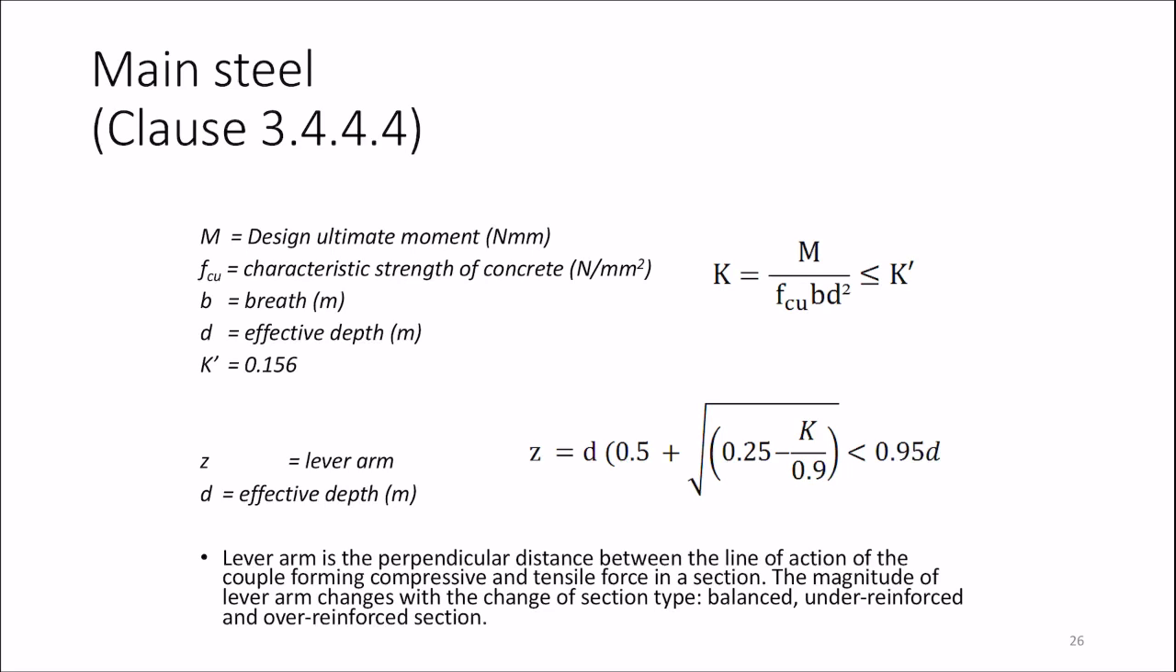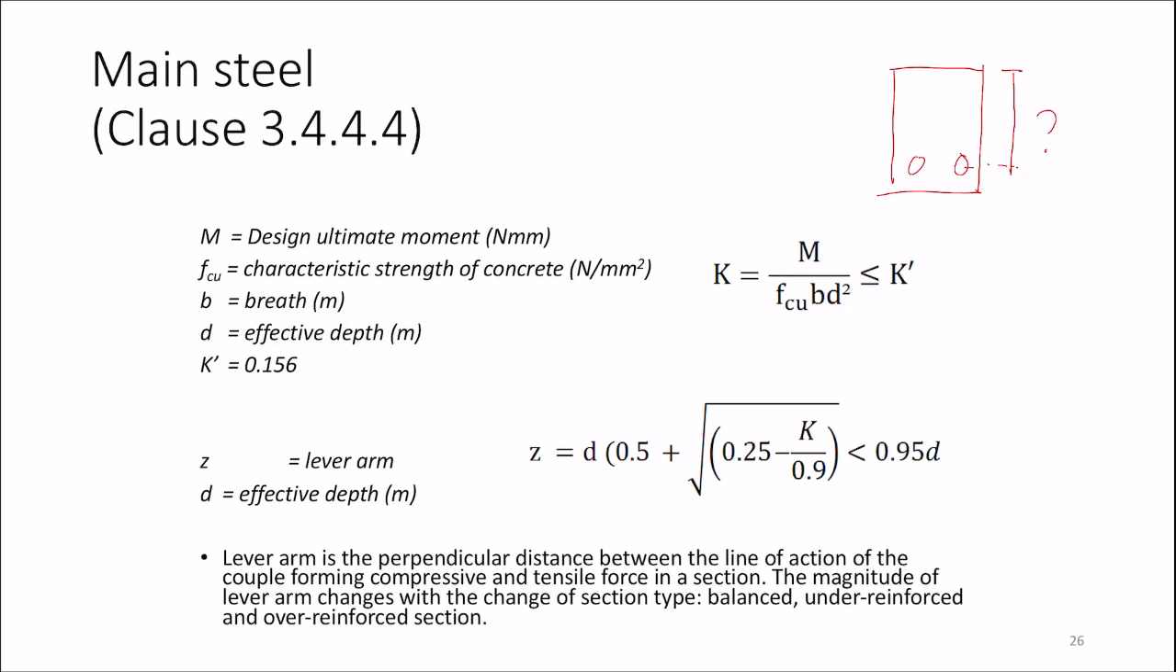And then FCU, which is the characteristic strength of concrete. FCU berapa? FCU 45, FCU 30, FCU 40. The B, which is the breadth, lebar cross section of the beams. And D is the effective depth, meaning D yang ini berapa. So kita dapat kira value K.